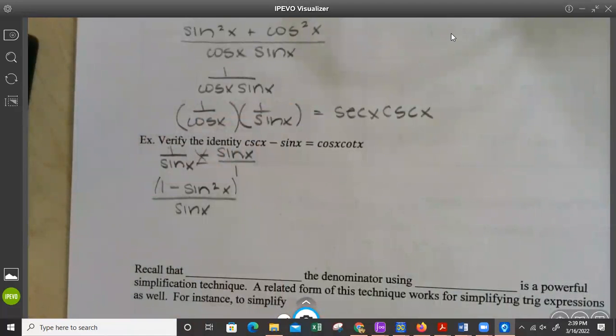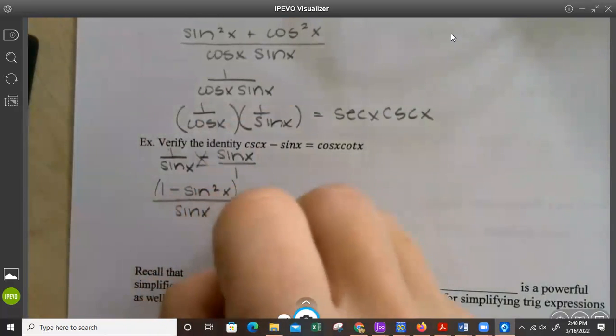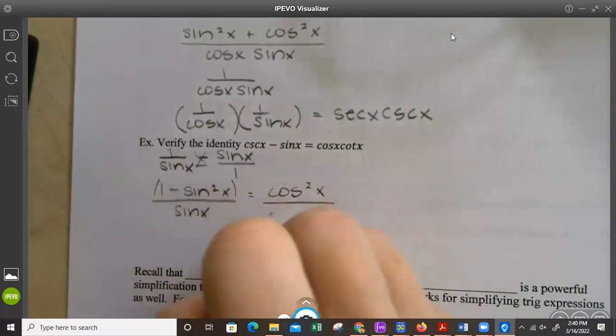Why is it cosine? Guys, stop. Can we please be adults? You're fine.